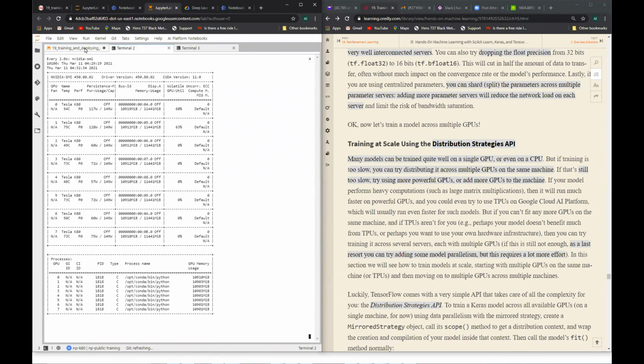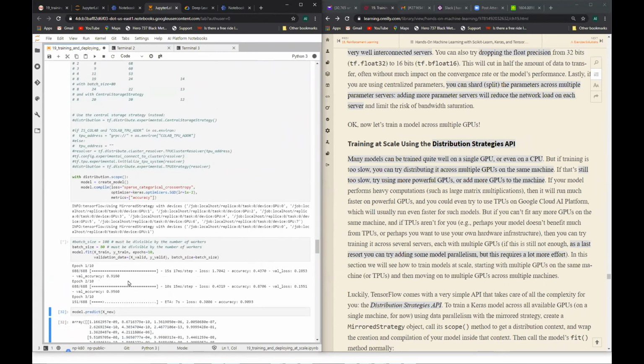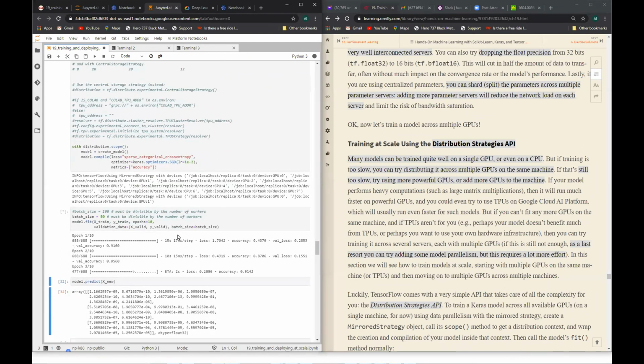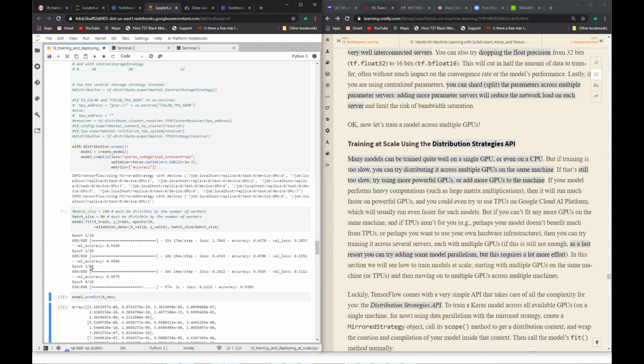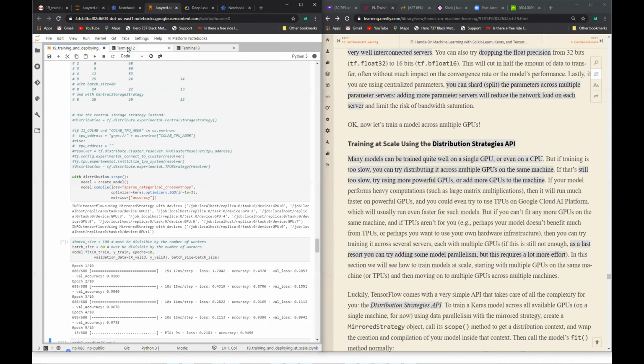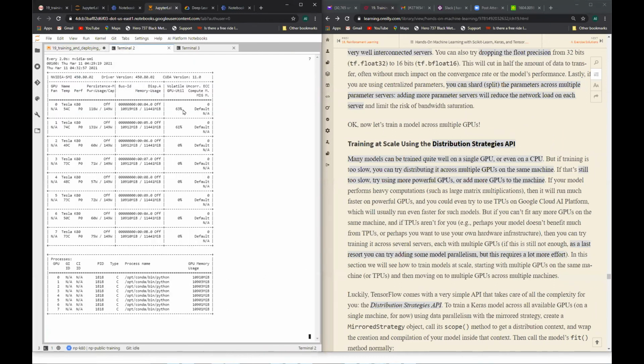For example, to comment more on this, after the first epoch, which is slower, the next epochs settle to the same timing. You can see here that it's 10 seconds per epoch. And the two GPUs are not used as much as before. One GPU was being used at 80%, and now we have two GPUs at about 60% each. Right, 60, 63, 64, around that.